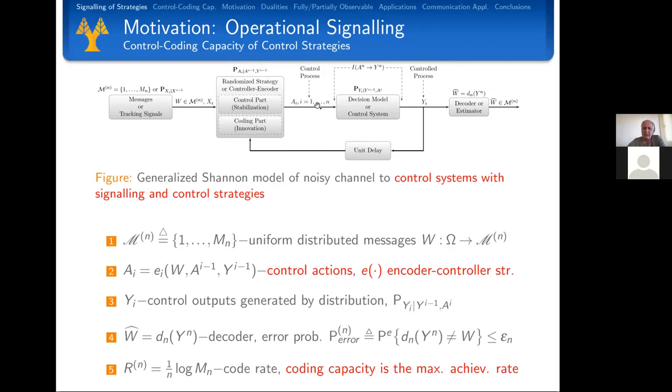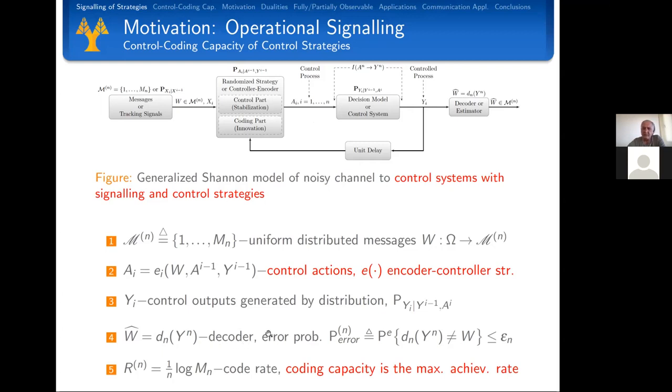Of course, the input to the channel, I call it a control process because by analogy it is the same thing. And then the output of the channel is this y_i. A channel or a control system has some conditional distribution. Here I picked one that says the current output at time i depends on the previous outputs up to time i minus 1 and all the past inputs a^i.